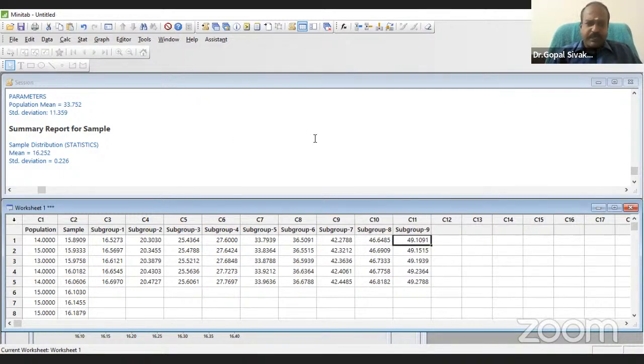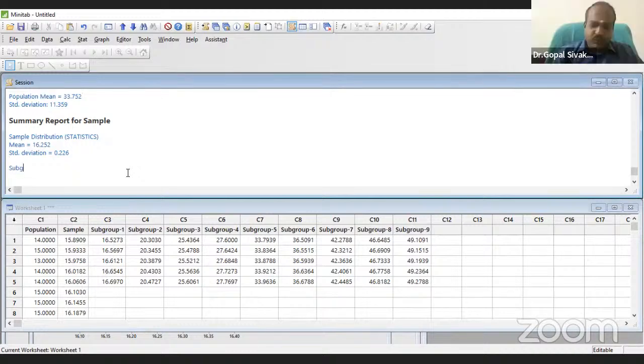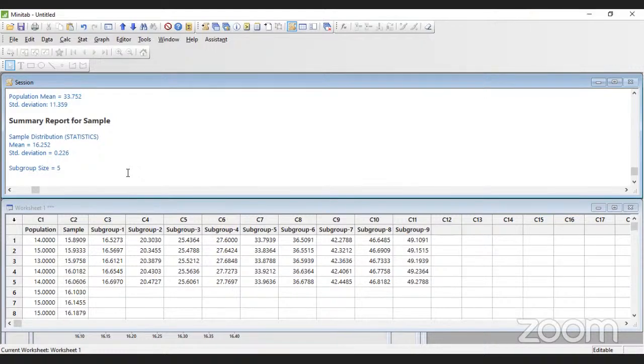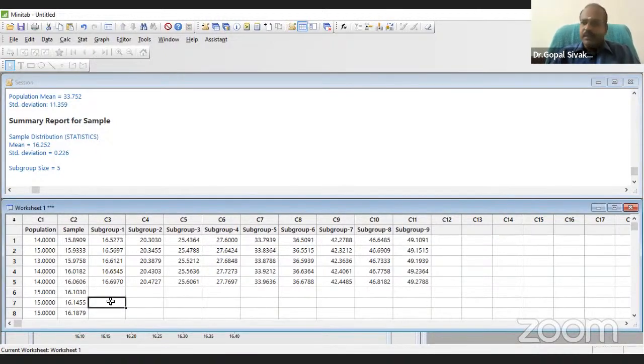We only have 9. All right. Now I have 9 subgroups. In each subgroup, how many data points do I have? 5. That is called the subgroup size. Sometimes people also call it sample size, because the sample is collected in the form of subgroups. Clear? When the sample is collected in the form of subgroups, the subgroup size is the sample size.